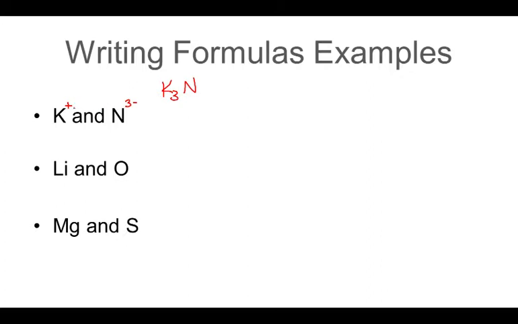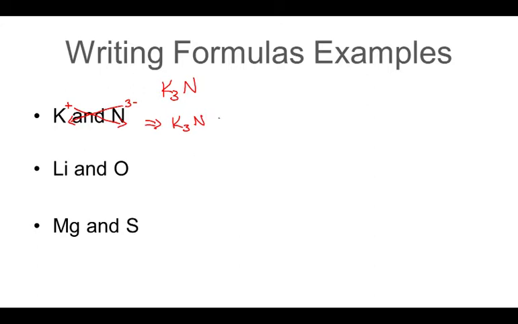Now, there's another way you can do it, and that's the crisscross method that I mentioned before. All you have to do with the crisscross method is you take the charge here, and you're just going to put it down at the bottom for the nitrogen, and you're going to take this one, put it down at the bottom for the potassium. Okay, so potassium, and then you're going to get rid of the symbols. Okay, so this becomes K3N1.